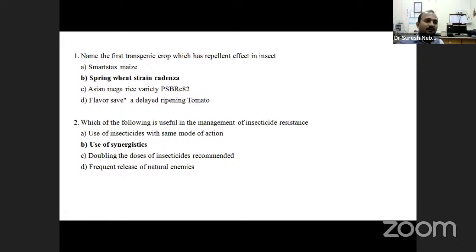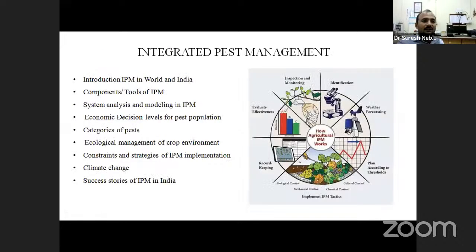So some questions have been given. Then integrated pest management, in this you might have studied economic threshold level, economic injury level, how do we take decision. All these aspects are there in IPM. Now, when we are talking about IPM, different insect pests.